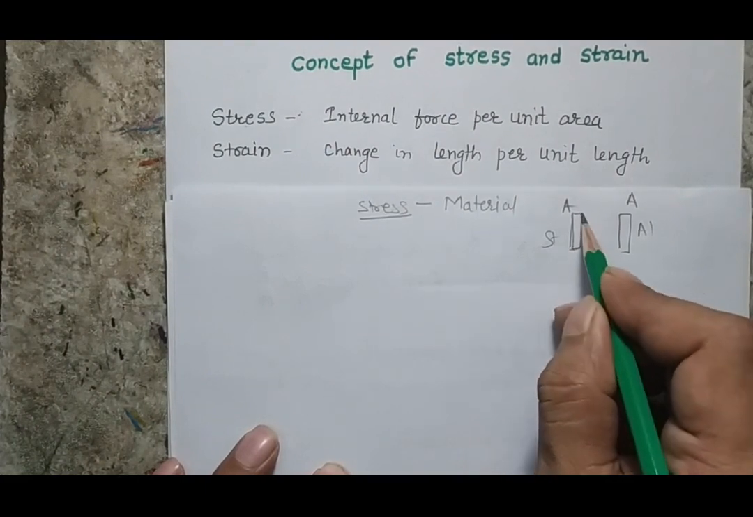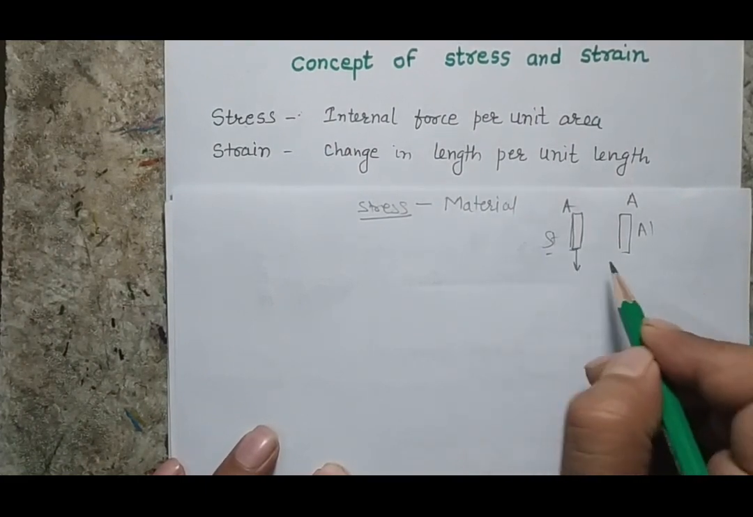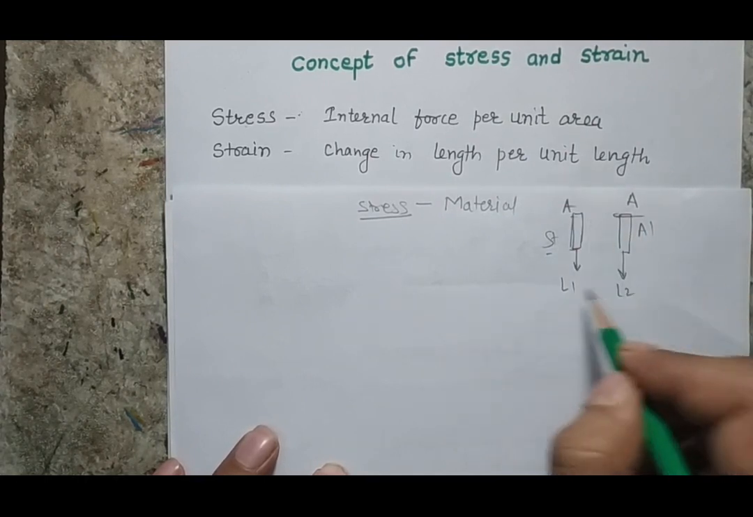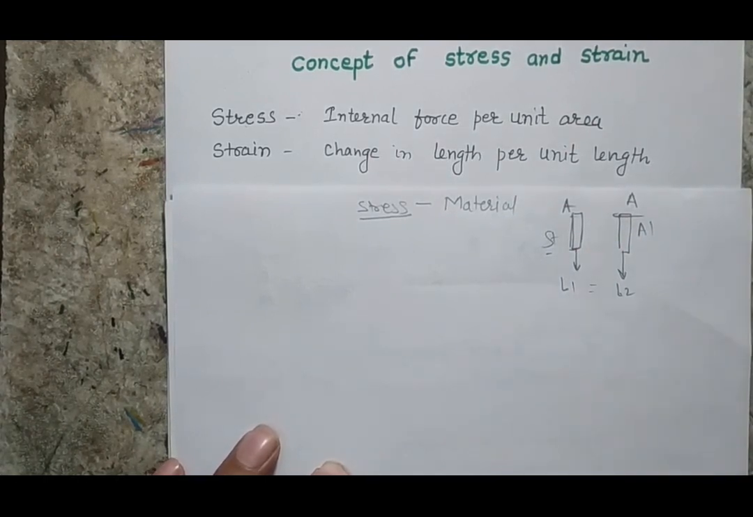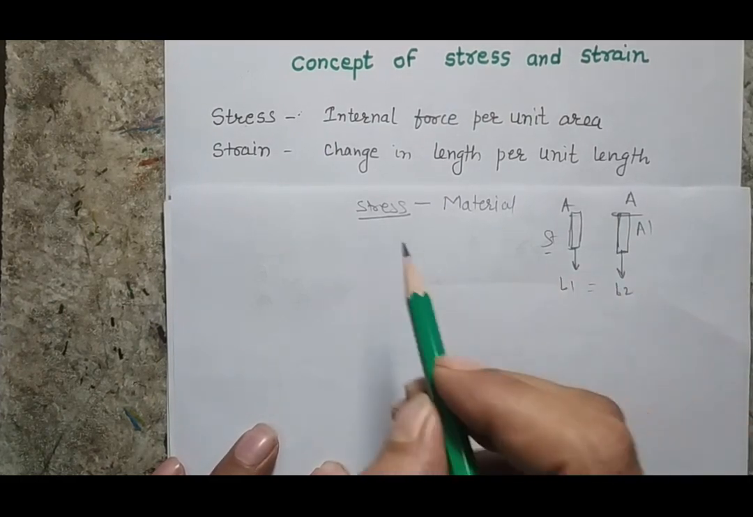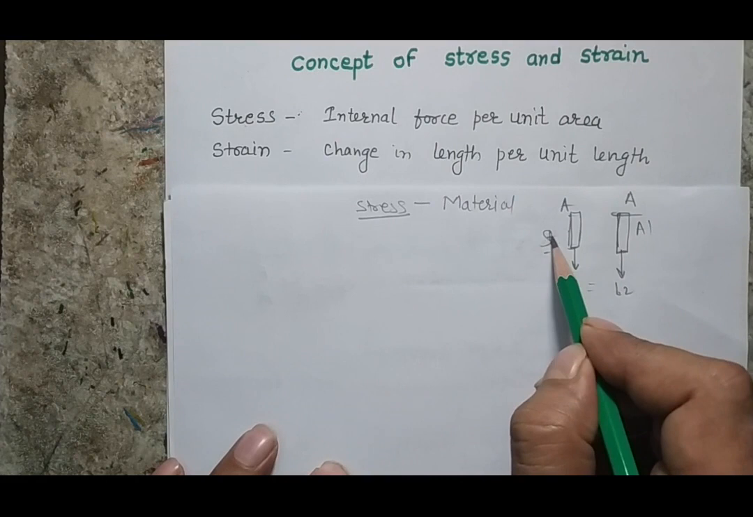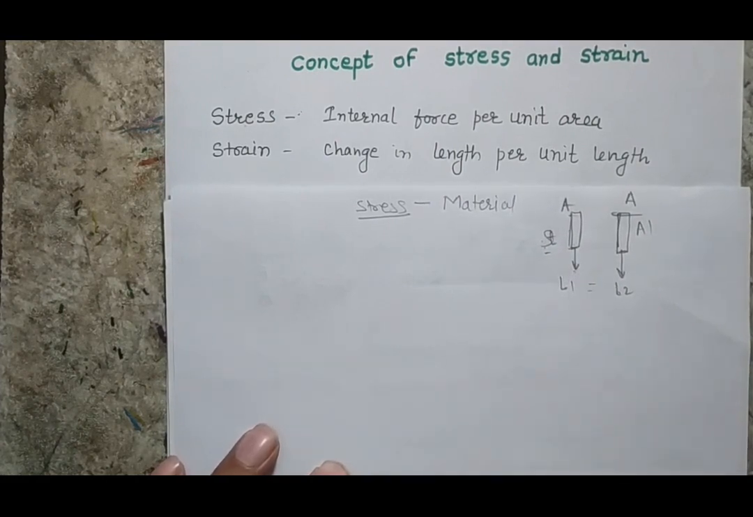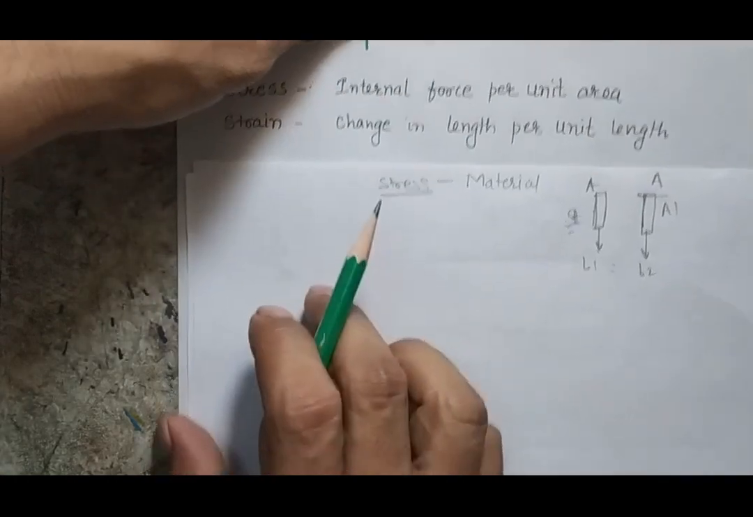The failure loading for the steel is L1 and the failure loading for the aluminum is L2. Do you think that both loadings will be the same as the cross section is the same? No, it will not be the same. Definitely we know that steel is able to bear more load as compared to aluminum. That means the safe loading condition does not depend on the external load. Instead, it depends on some internal property of the material. So we can understand this philosophy.